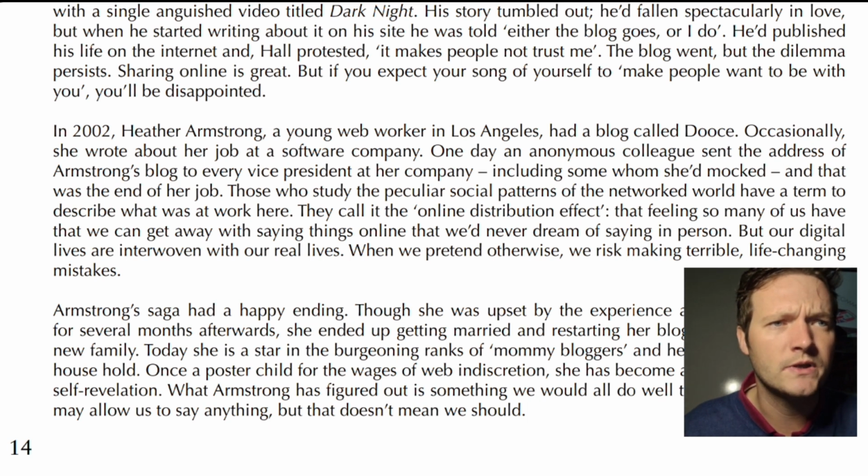Our digital lives are interwoven with our real lives. When we pretend otherwise, we risk making terrible, life-changing mistakes.